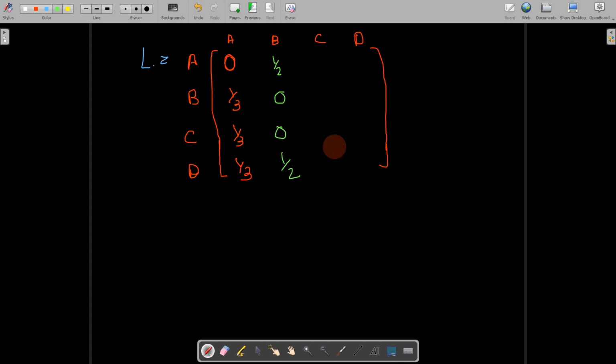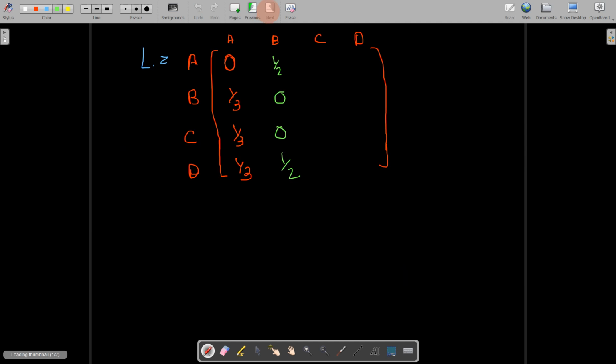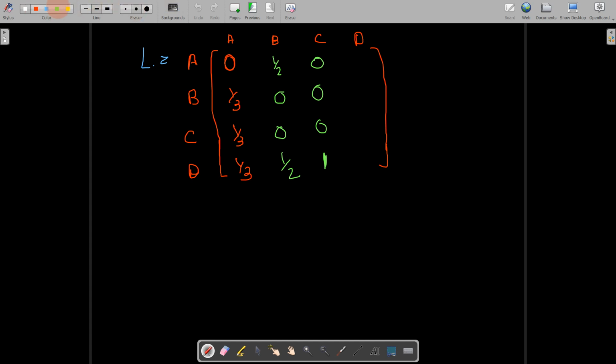Okay. Then what about C? C has only 1 outgoing edge to D. Right? Whatever rank C had, it will give entirely to D. So C cannot move. C has no outgoing edge with any other, only with D. So it is having 1. What about D? How many outgoing edges D has? D has 2 outgoing edges, right? To B and C.